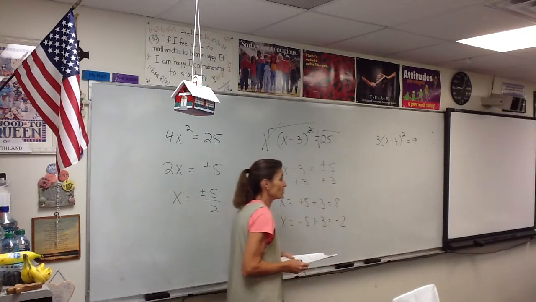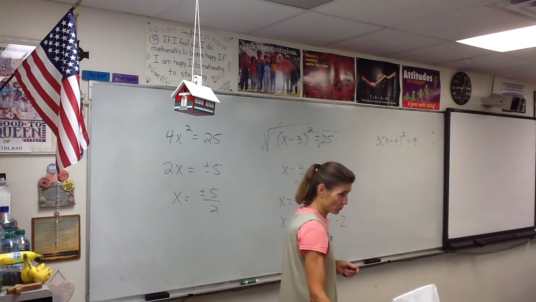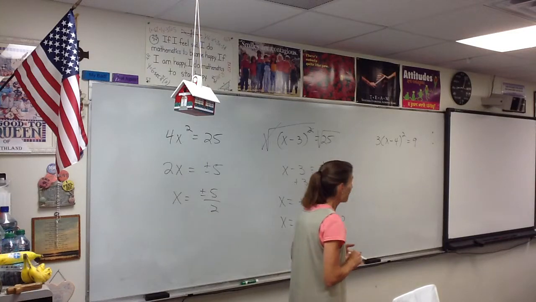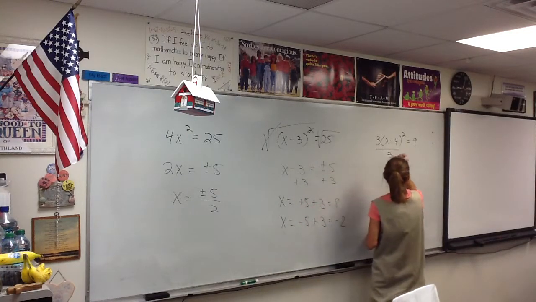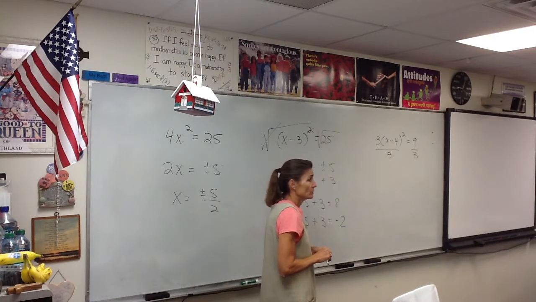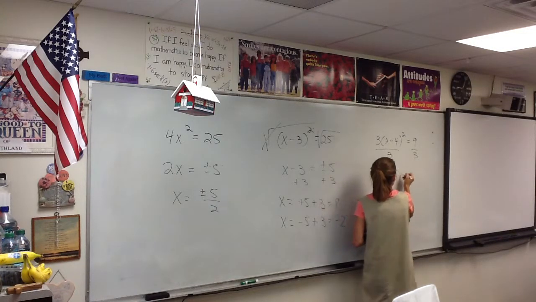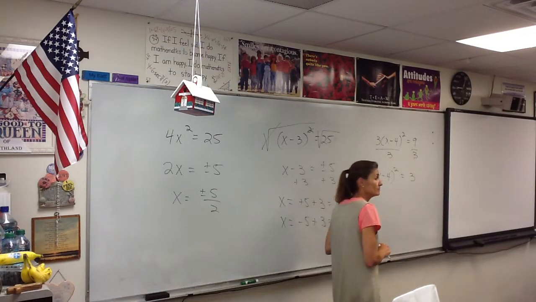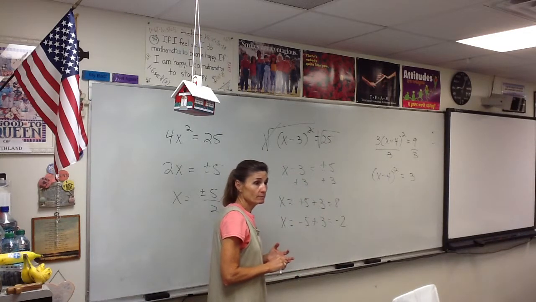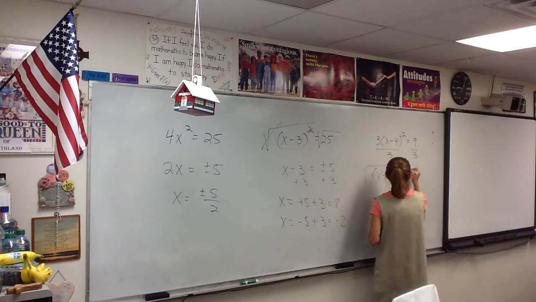All right, let's look at the next one. What might we do first? Mr. Rocap? Divide by 3. I would absolutely divide both sides by 3. There's no reason not to. That leaves me with x minus 4 squared equal to 3. Right? Now I'll take the square root of both sides, and what will that leave me with?